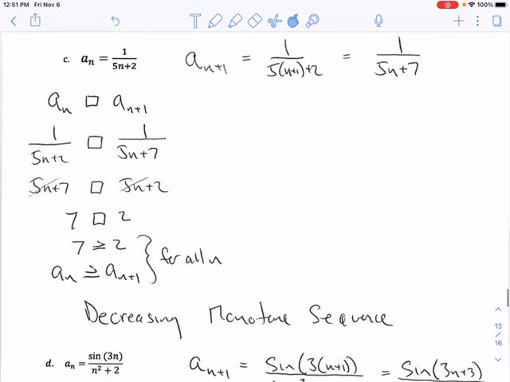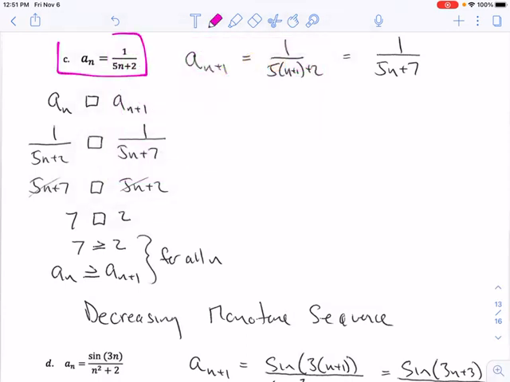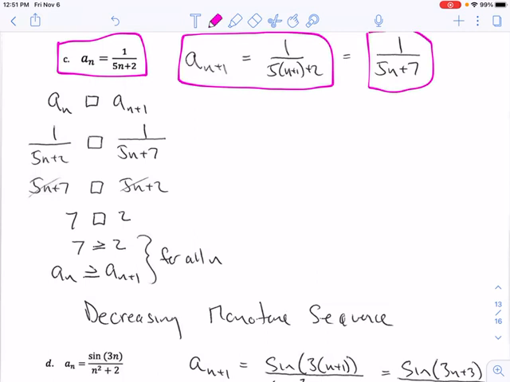The next one, let's see what pretty color, let's use violet. So we have a sub n, and we have to create an a sub n plus 1, simply adding 1 to all of the n values, and then simplifying it a little bit, just to make it easier to work with. So once again, I start off by saying, all right, a sub n on the left-hand side, a sub n plus 1 on the right-hand side, with my little box in the middle. You don't have to actually put a little box. You just leave it blank.